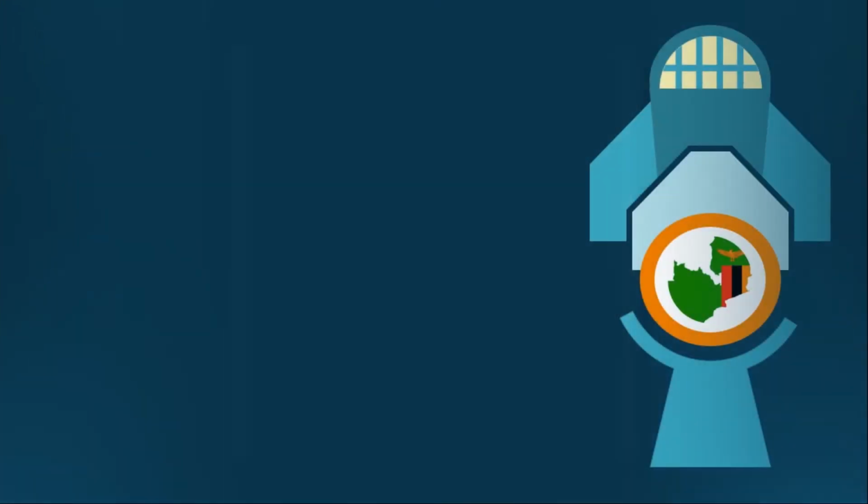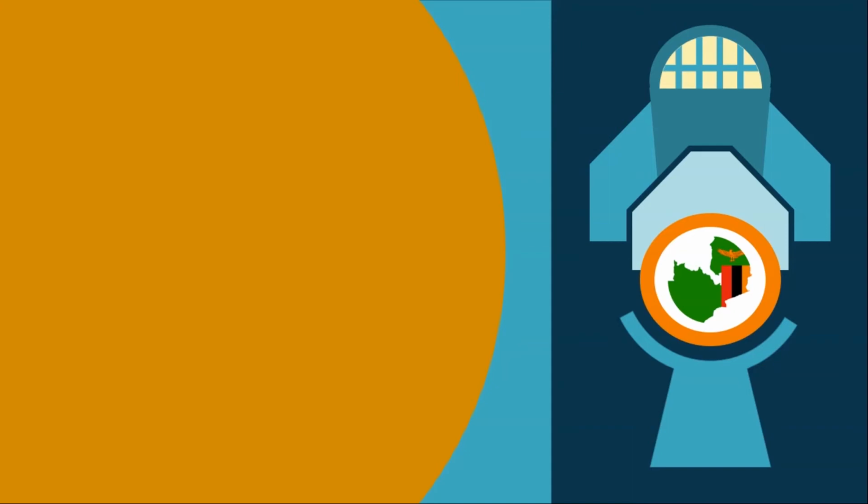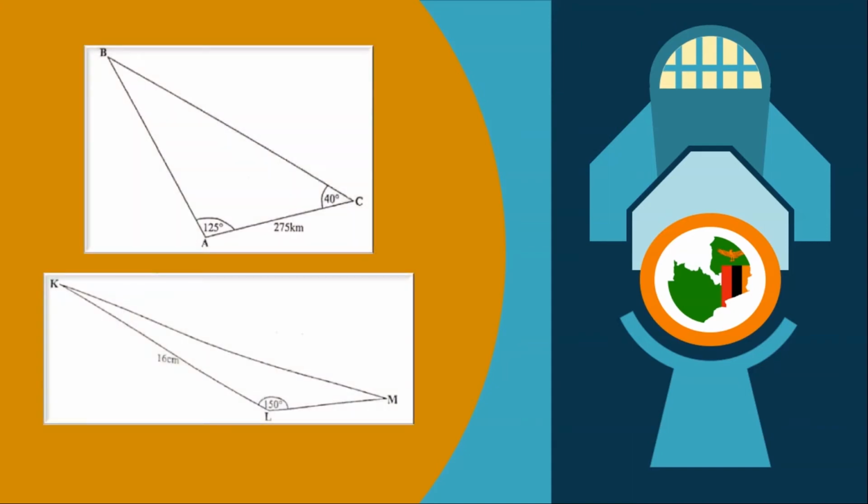Hi there. Trigonometry is one branch of mathematics that is very important. For example, in these two diagrams, we can use concepts learned in trigonometry to find all the missing lengths and all the missing angles.